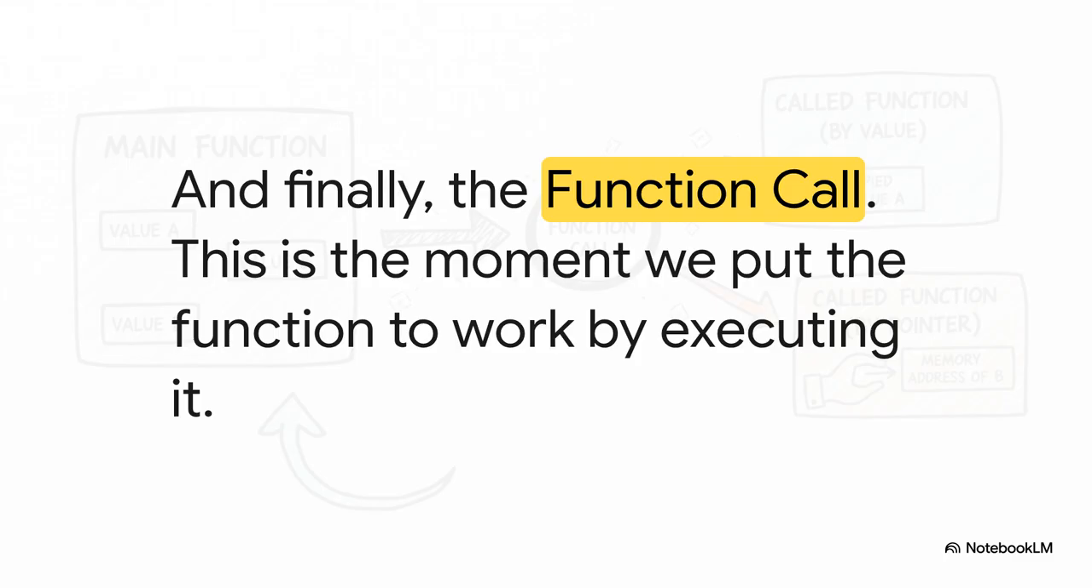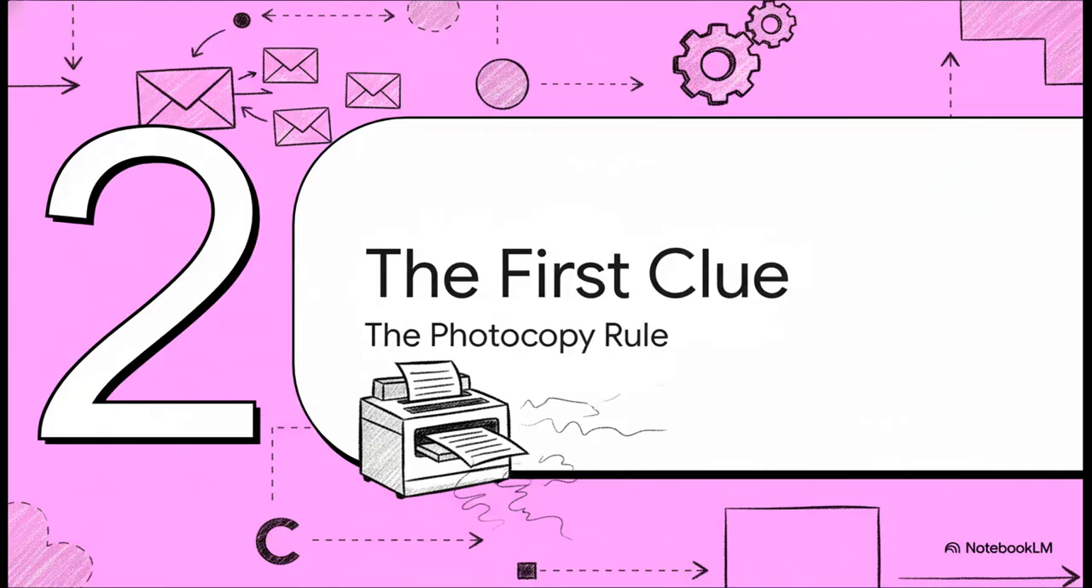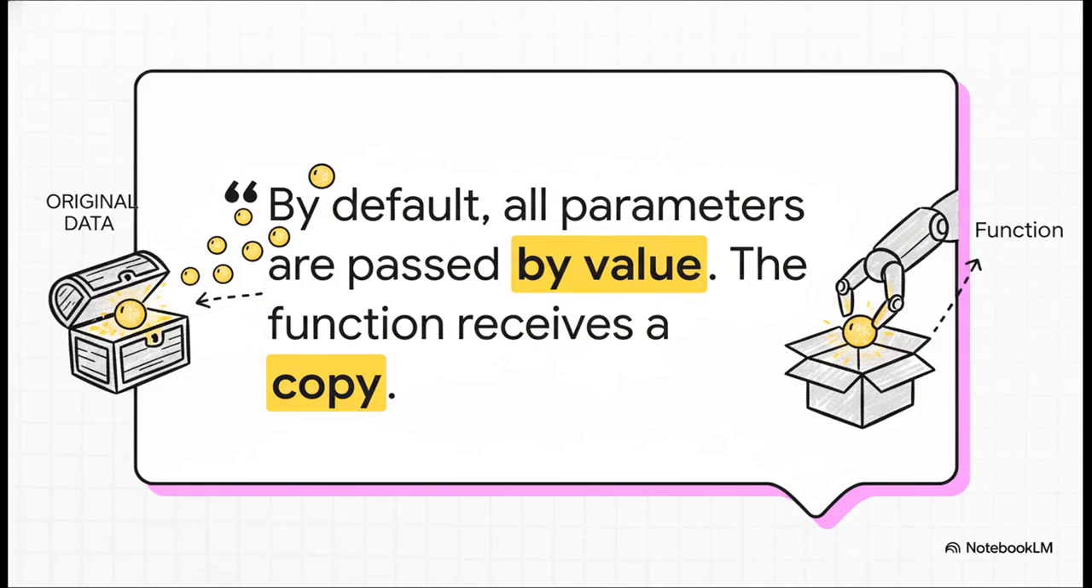Why does our swap function still fail? Well, the answer lies in a really fundamental rule about how C passes data around. This is our first major clue, and it reveals the default behavior for pretty much every function in C. Let's call it the photocopy rule. So here's the absolute crucial point. When you call a function in C, it doesn't trust that function with your original variable. No way. Instead, it makes a quick photocopy of the value and sends that photocopy over. Your original data is kept safe and sound completely separate.